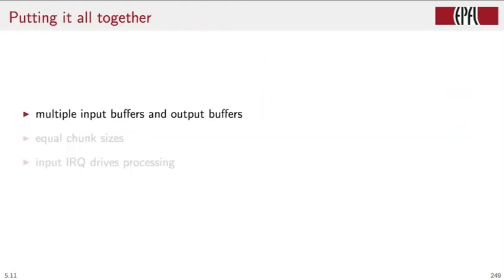We now need to put it all together. So we will have an input buffer and an output buffer. We will use a multiple buffer strategy, say with 3 sub-buffers. We will select the buffer sizes and the number of subbuffers to be the same both for input and output, and we will use the input IRQ to drive the processing.